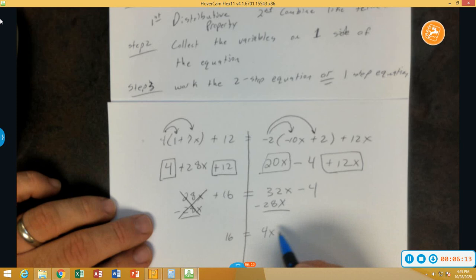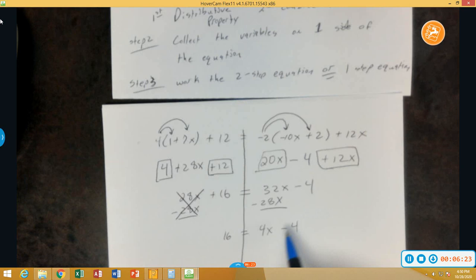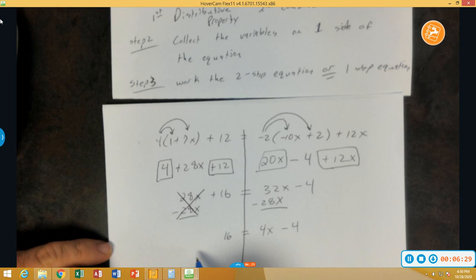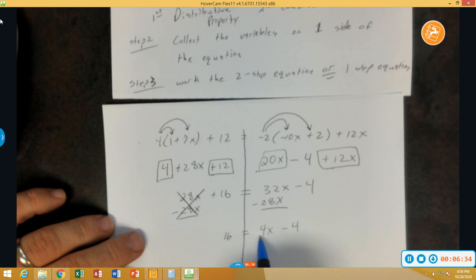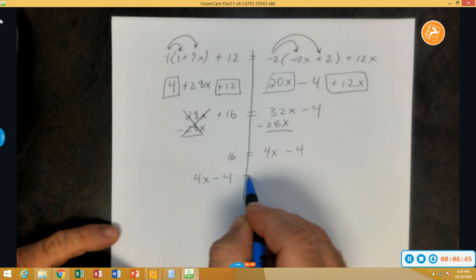This looks like a two-step equation, and so we're ready to work on the two-step equation now that we've got the variable only on one side. However, I like my variables to be on the left, so we can use the equality property of equations. It says that if the left is equal to the right, the right is equal to the left. So we're going to move 4x minus 4 to the left side of the equation, and we're going to move 16 to the right side of the equation.